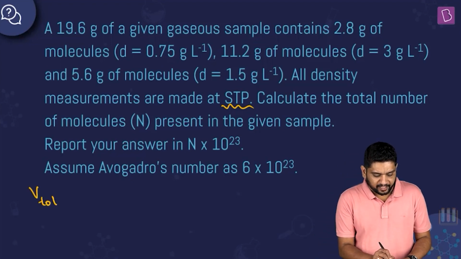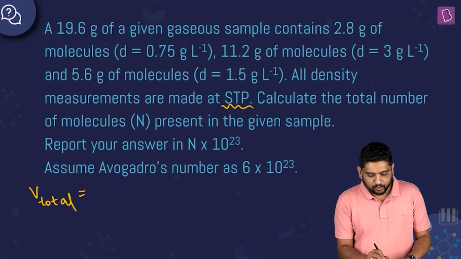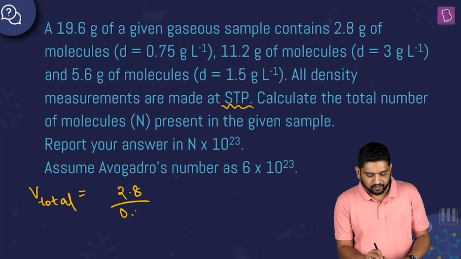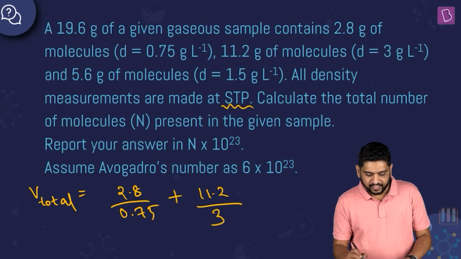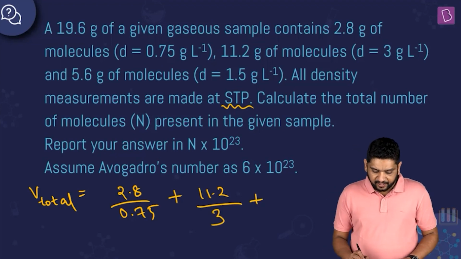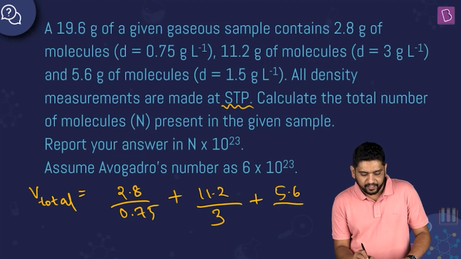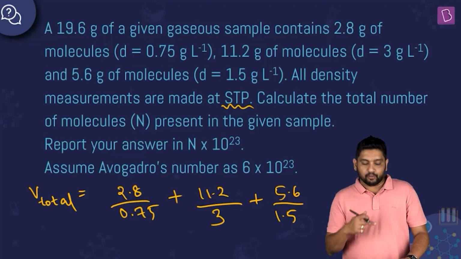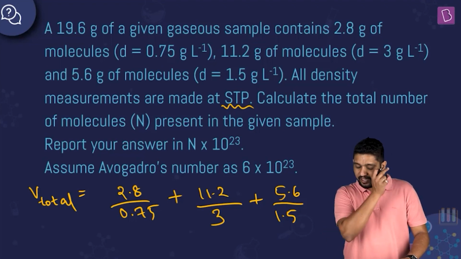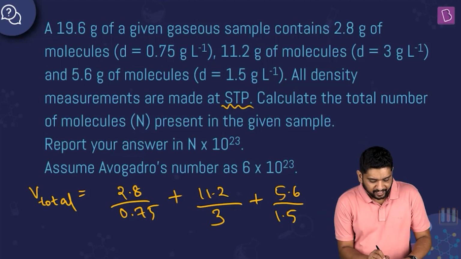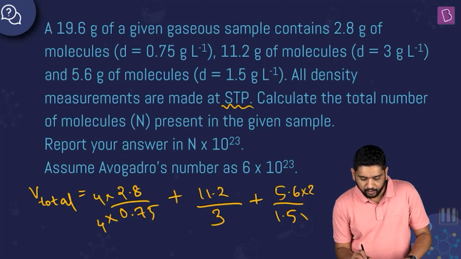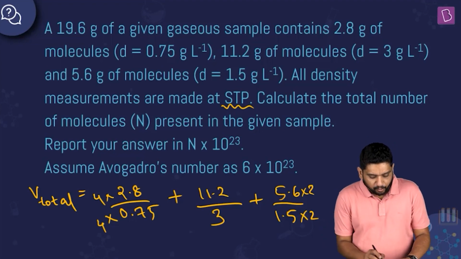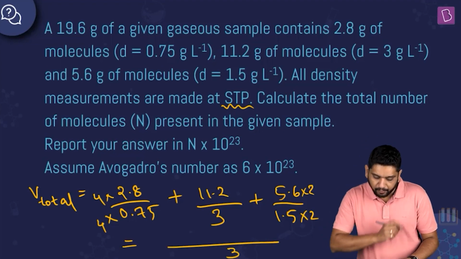So the total volume is equal to the sum of individual volumes, which will be what? 2.8 divided by 0.75 for the first gas, and 11.2 divided by 3 is the volume of the second gas, and the third gas will be 5.6 divided by 1.5, right? So all of these denominators you can see, right? 0.75 is what? 3 by 4. The second denominator is 3 and the third denominator is 1.5. To make this calculation easier, I'm going to multiply numerator and denominator by 4 here, and by 2 here, so that all the denominators become 3, right? So the final answer will be something divided by 3.